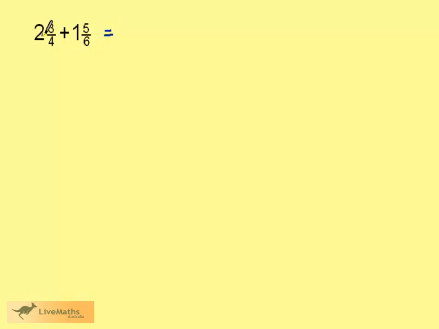Looking at 2 3/4, 4 2s are 8, add 3 is 11, so we have 11 over 4. 6 1s are 6, add 5 is 11, so we have 11 over 6. Since we have different denominators, we need to look for a common denominator. We could use 24. However, 12 is the smallest number that both 4 and 6 will go into. So let's use 12.